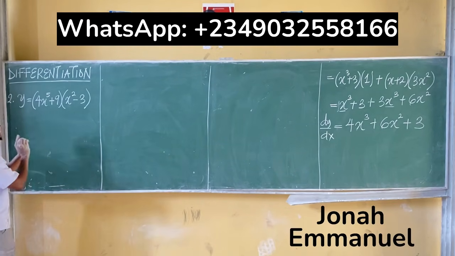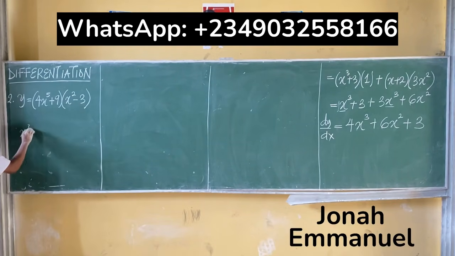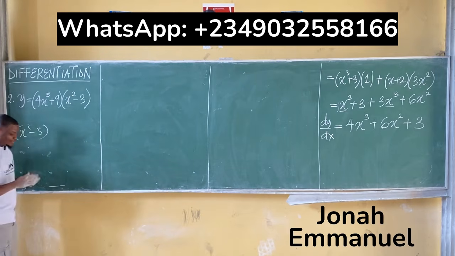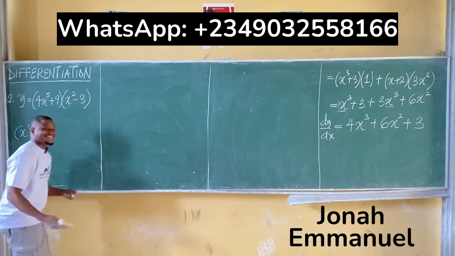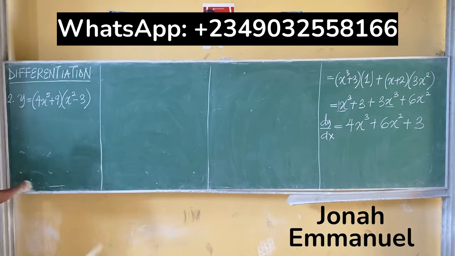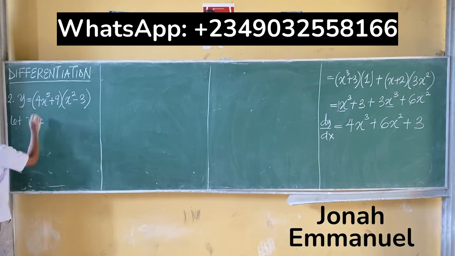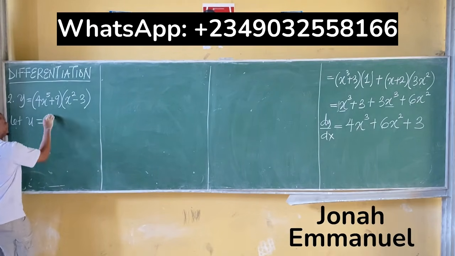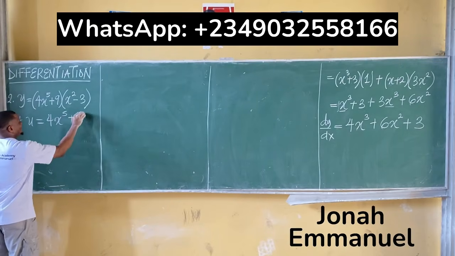Like it's literally clear. v times x squared minus 3, du/dx is 20x to the power 4. Don't worry, it's long. All right. Let u be equal to the first term. Thank God you chose that one. u is 4x to the power 5 plus 9.